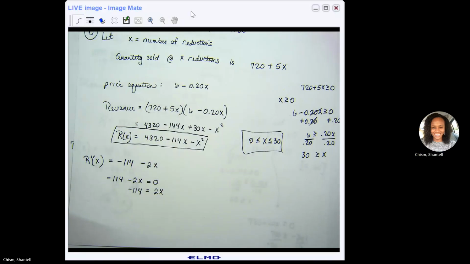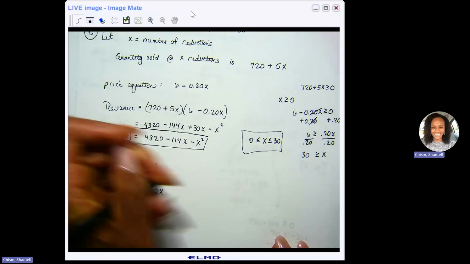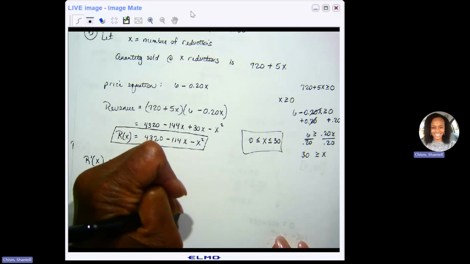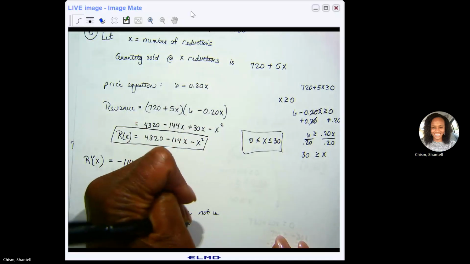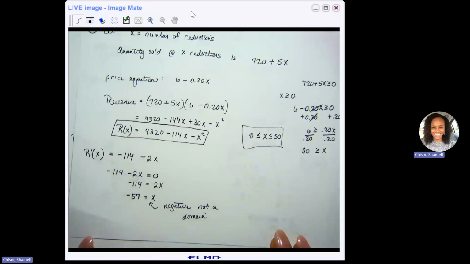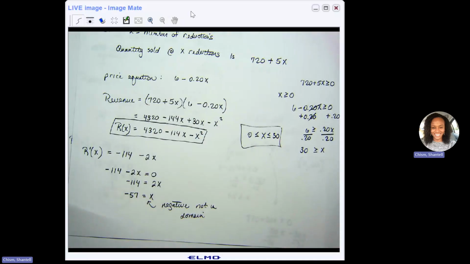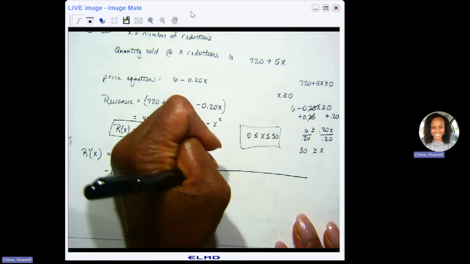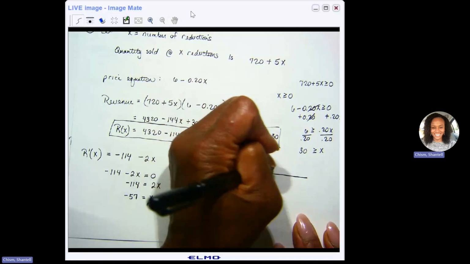Negative 114 divided by 2 gives me a negative 57. And because this is negative, we're going to toss this out. It's not in the domain. So we don't have to worry about checking it. Remember, our domain is non-negative. So this is not in our domain, so we don't have to worry about checking that. We just need to check for the endpoints then, 0 and 30.